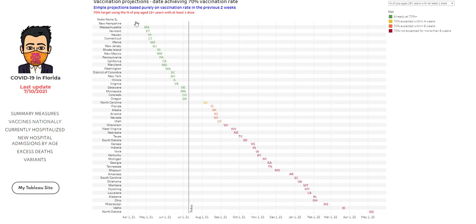So you can see the green states are already at 70%. And you can see that here, right? And this is when they hit the 70% marker. That's what all of this is about. The state is positioned along a timeline of when they are predicted to hit the 70% marker or when they've already hit it, right? So all of the states in green have already hit it.